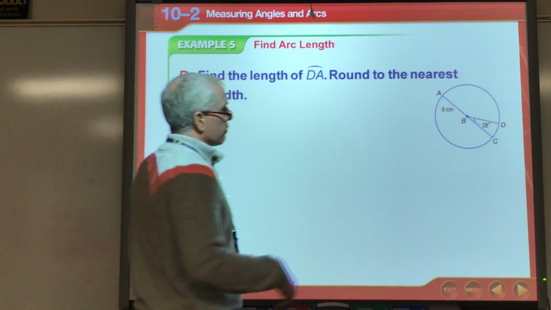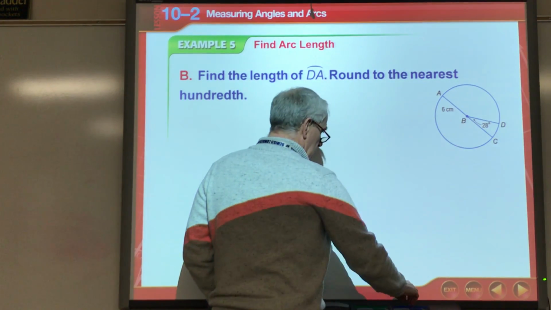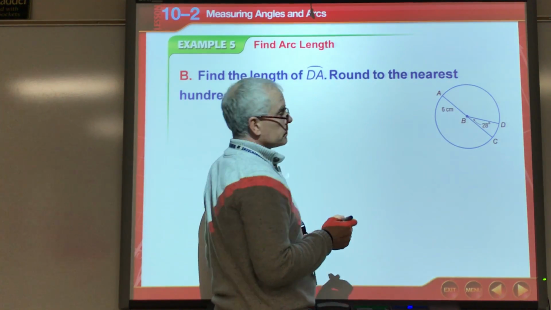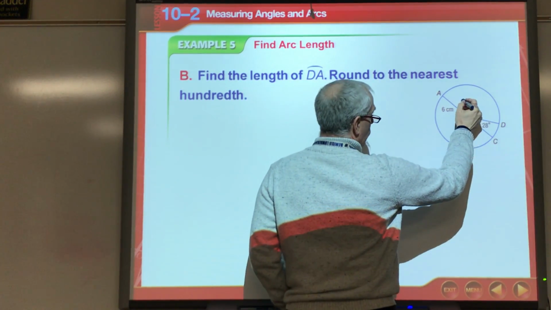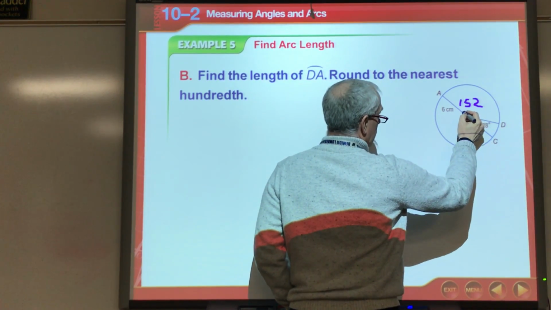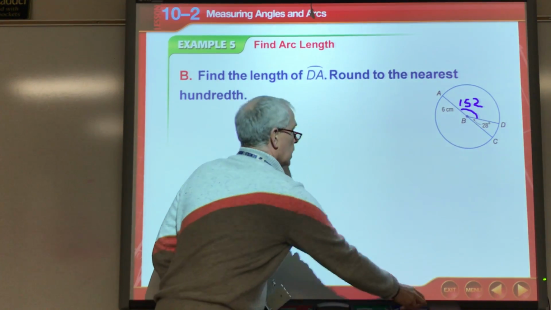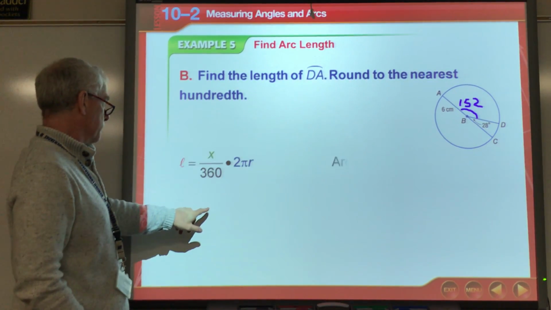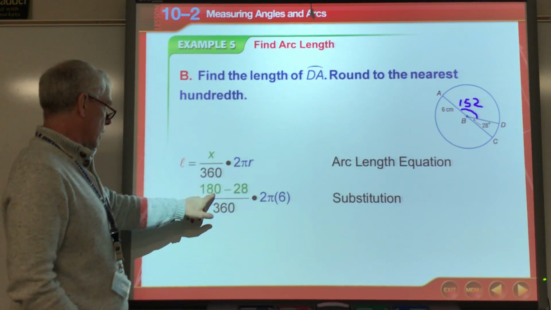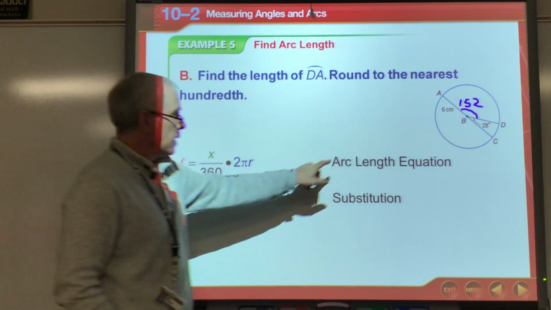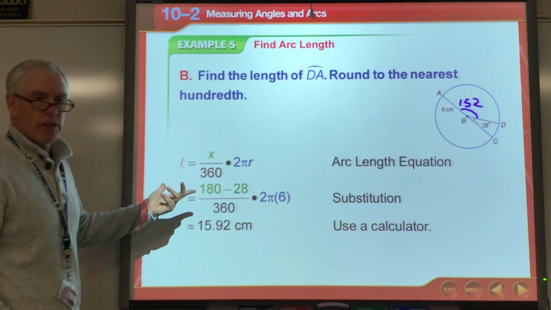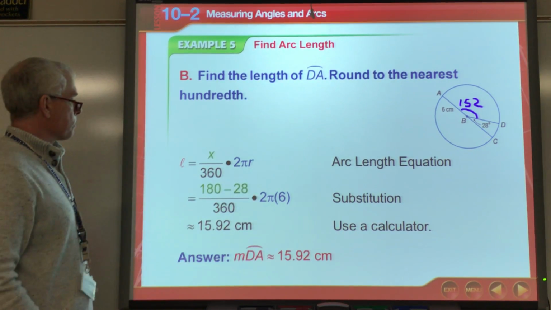DA, well, I first need to find the central angle, and if this is a semicircle from C to D to A, 180 minus this, or 152, is that central angle. That's going to be my x. So 152 over 360, that's what I get here, times 2 times pi times 6, which is the radius. Now I can just type it in and get about 15.92.